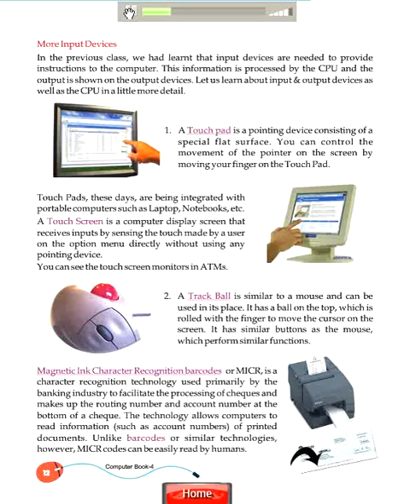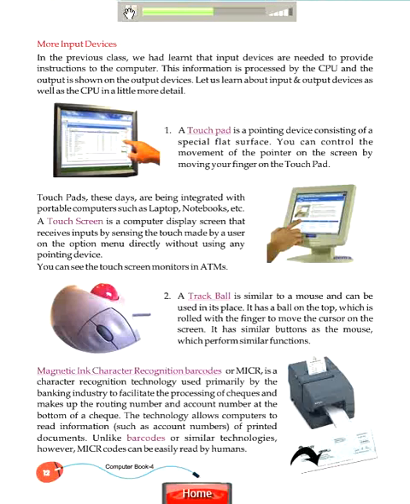Number 1. A touchpad is a pointing device consisting of a special flat surface. You can control the movement of the pointer on the screen by moving your finger on the touchpad. Touchpads these days are being integrated with portable computers such as laptops, notebooks, etc. A touchscreen is a computer display screen that receives inputs by sensing the touch made by a user on the option menu directly without using any pointing device. You can see touchscreen monitors in ATMs.